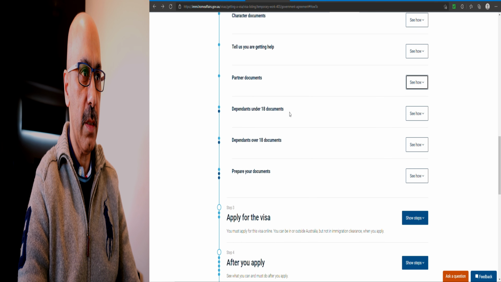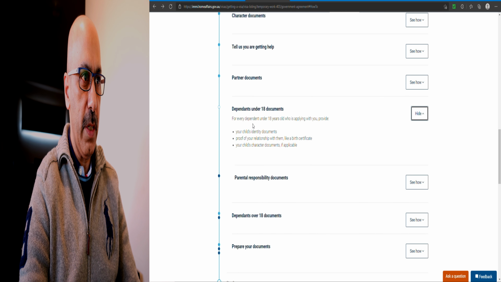Dependent under 18 documents. So for every dependent under 18 years of age who is applying with you, provide your child identity documents, proof of your relationship with them, like a birth certificate, your child character documents if applicable.